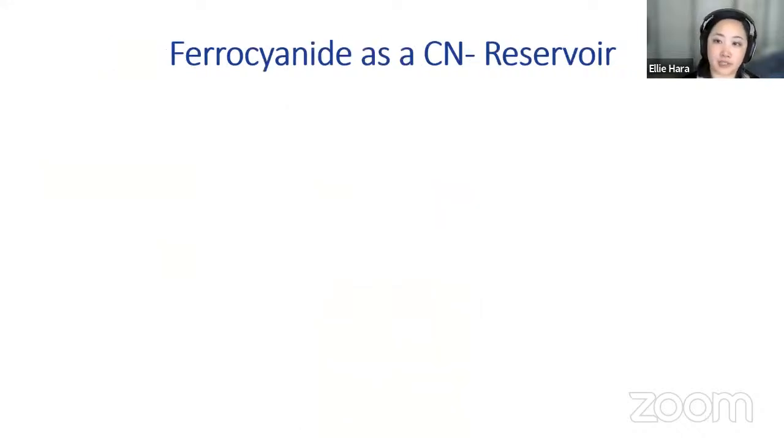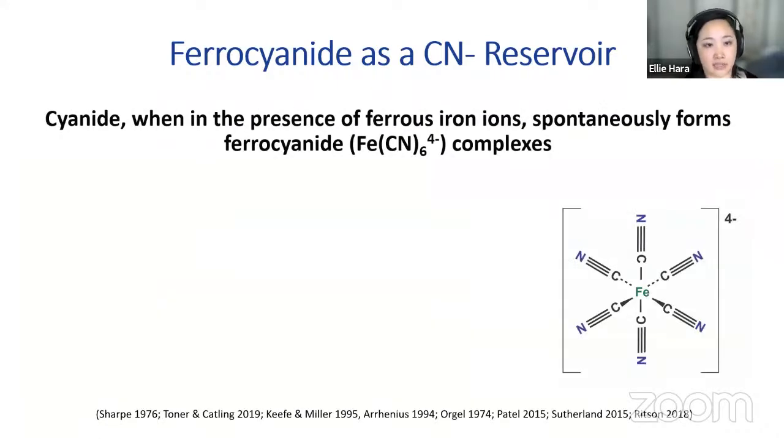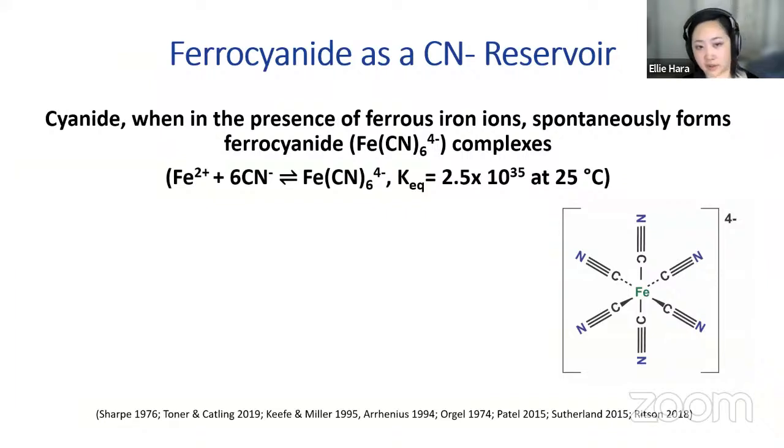So ferrocyanide is an iron(II) six-cyanide ligand complex. And when cyanide is in the presence of ferrous iron ions, it will spontaneously form these complexes. I put up the equation there just to show you that K equilibrium, which really shows just how favorable this complex is. And if we're thinking about an early Earth environment, hey, there's a ton of iron(II) around to kind of trap this cyanide. So, hey, we've concentrated that cyanide. We made a nice little packet.